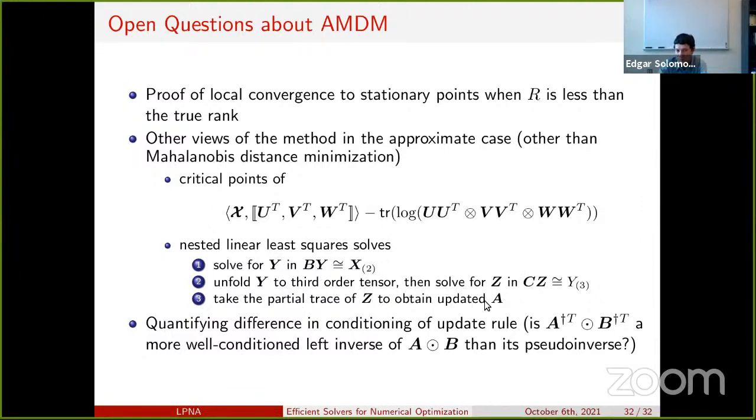After this, we're taking the trace to actually obtain our approximation, since C is a third-order tensor. And as I mentioned, you can also analyze the update rule and see that it is better conditioned, but we haven't quite quantified the degree to which this is the case. Perhaps we can argue that this left inverse of a Khatri-Rao product is better conditioned relative to perturbations in A and B than the pseudo-inverse of this object, which is taking a pseudo-inverse of the product of two things.